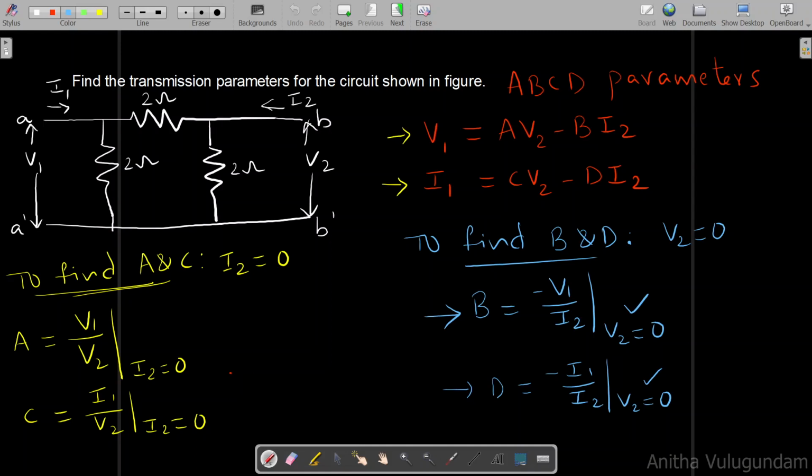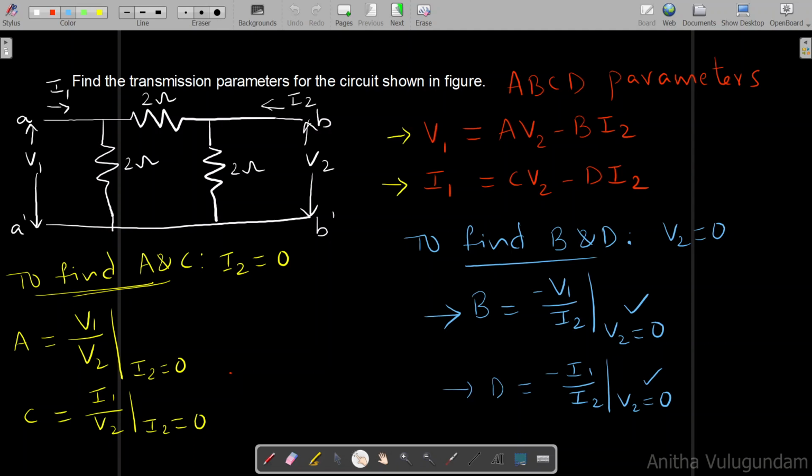In this video, I'll explain one more example on finding transmission parameters for the circuit shown in the figure. Transmission parameters are also called ABCD parameters. Whenever a problem is given, first write the main equations. ABCD parameter equations are V1 equal to AV2 minus BI2, I1 equal to CV2 minus DI2.